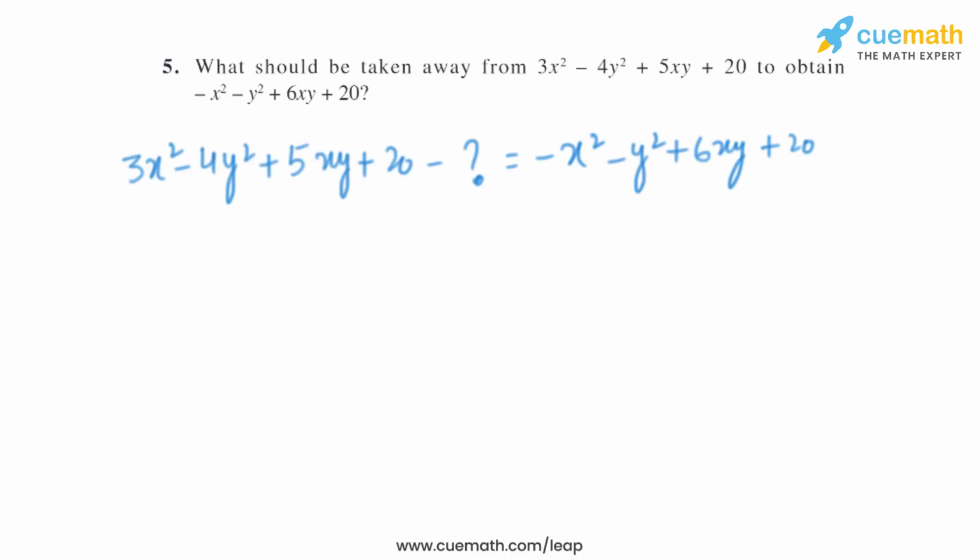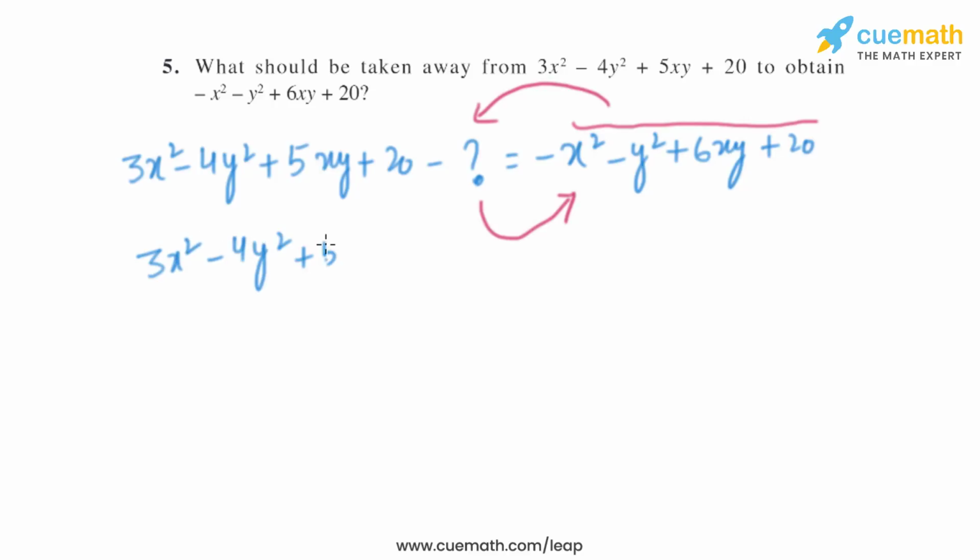Then we just have to transpose the terms. We have to transpose the question mark to the right side, and we have to transpose this entire expression towards the left side. Now let's have a look at what will happen. When we transpose those entire terms to the left side, it will become 3x² − 4y² + 5xy + 20, and that will become + x² + y² − 6xy − 20, which equals the term question mark.